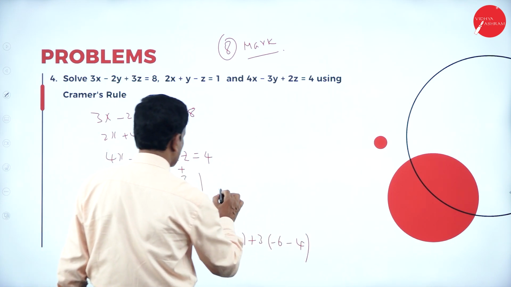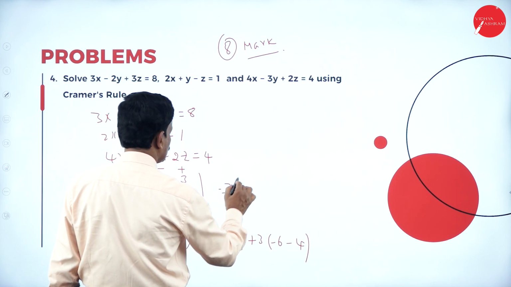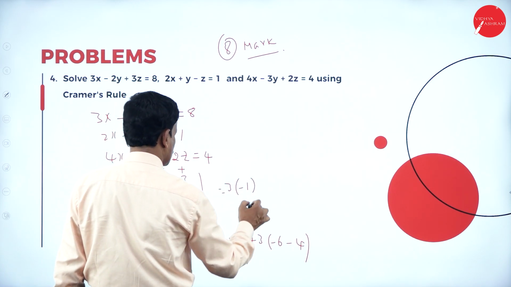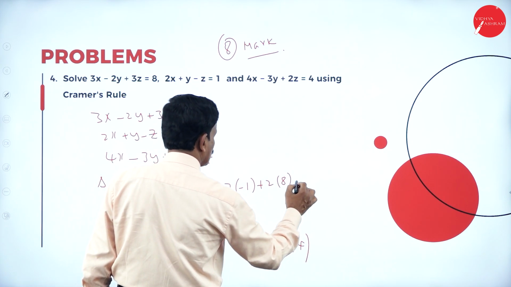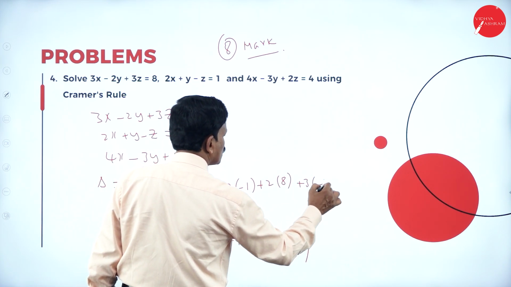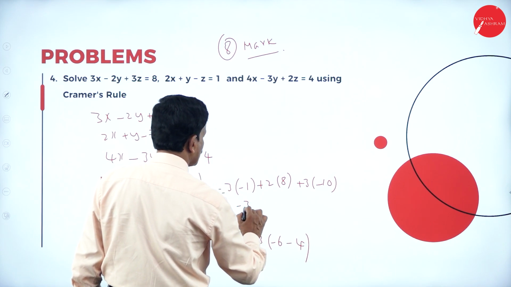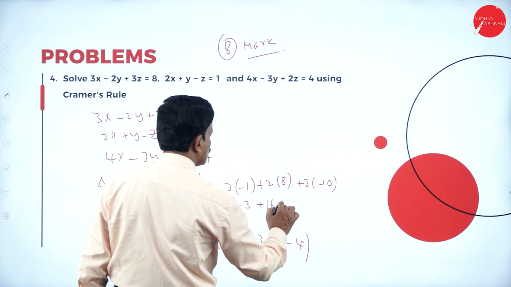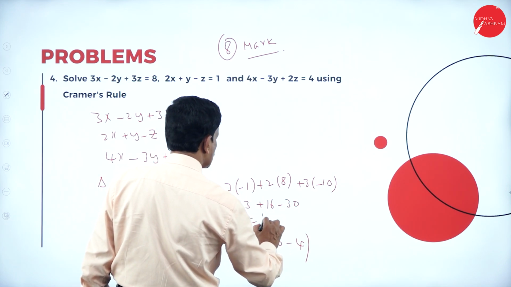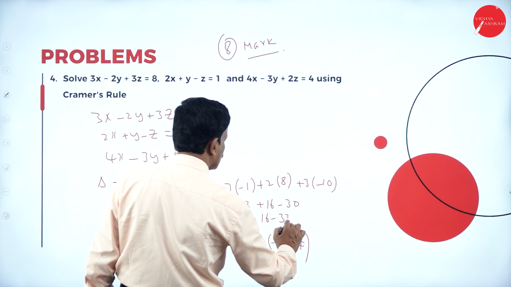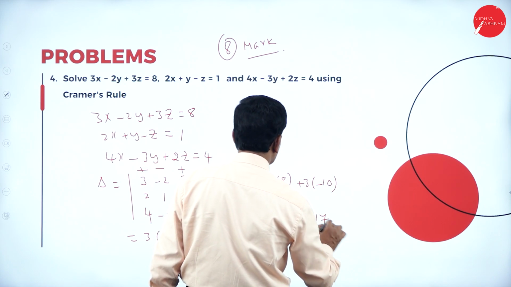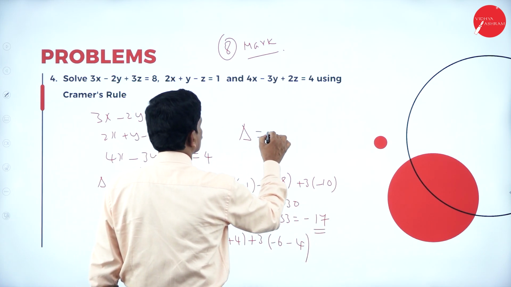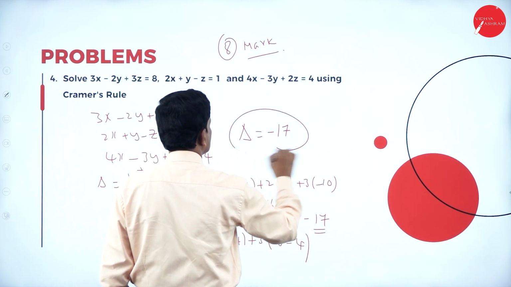So this is equal to, I will write here, that is 3 into 2 minus 3 is minus 1 plus 2 into 4 plus 4 is 8 plus 3 into minus 6 minus 4 is minus 10. Minus 3, 8 2s are 16 minus 30. So this is 16 minus 33. That's equal to minus 17. The value of determinant is minus 17. So delta is equal to minus 17.